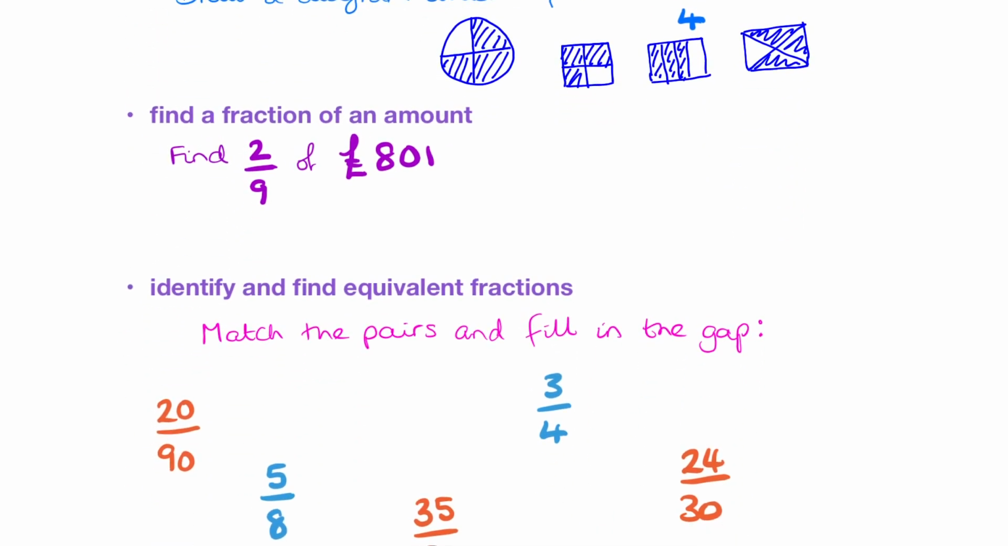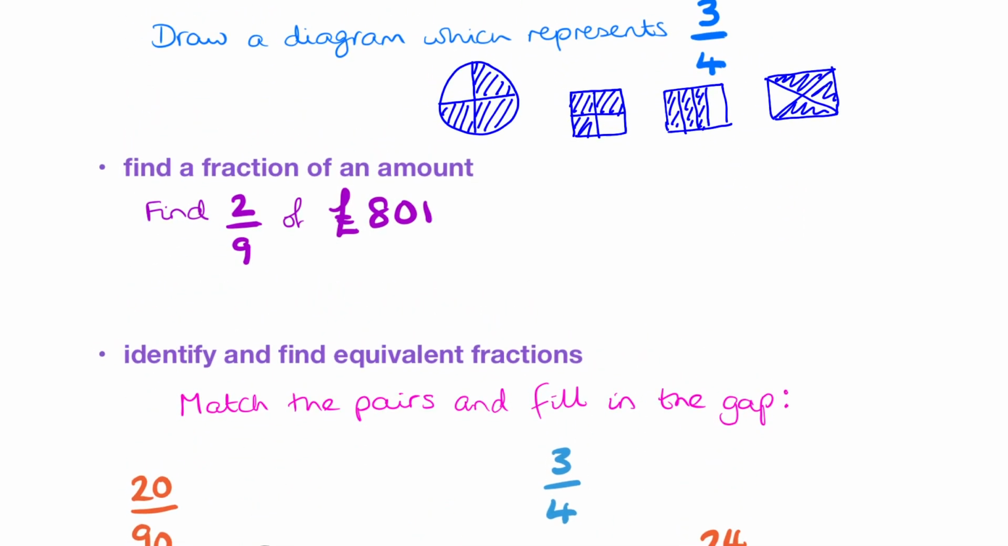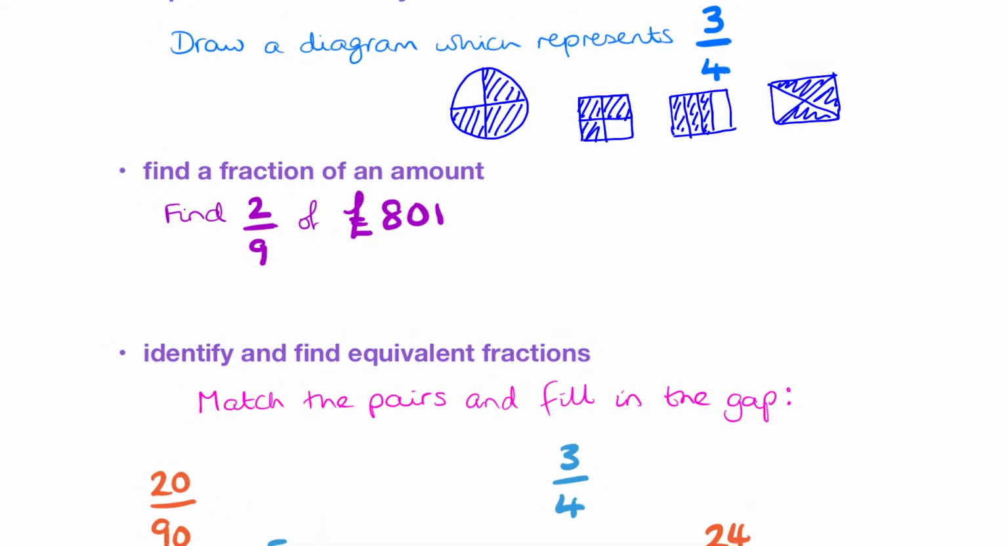Okay, next, finding a fraction of an amount. So pause the video, and if you know how to find 2/9 of 801, you go ahead and do that and come back and check your answer. If you're not at all sure, then stick with me just now. So remember, to find a fraction of an amount, you need to take the amount and divide it by the bottom number, by the denominator, because remember, the bottom number in a fraction is to do with sharing and dividing.